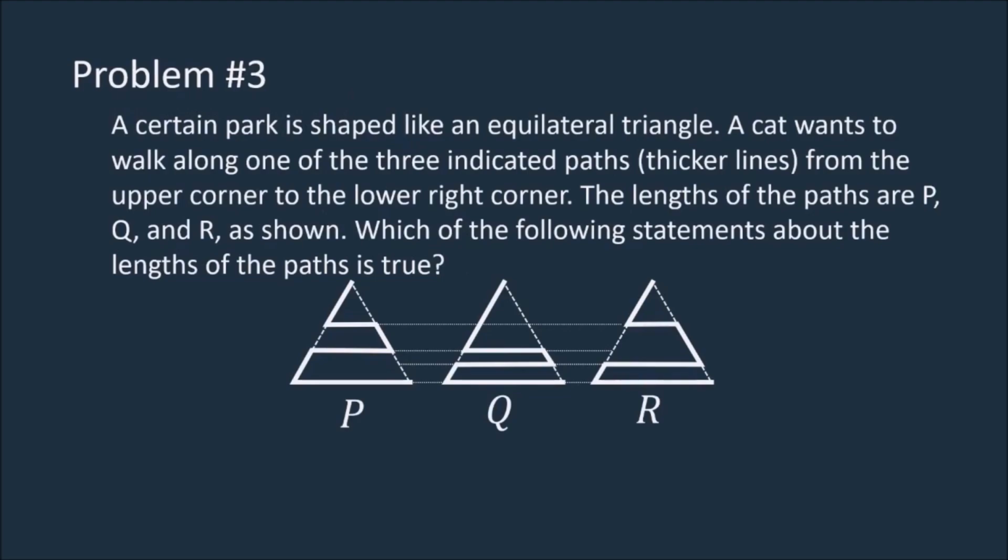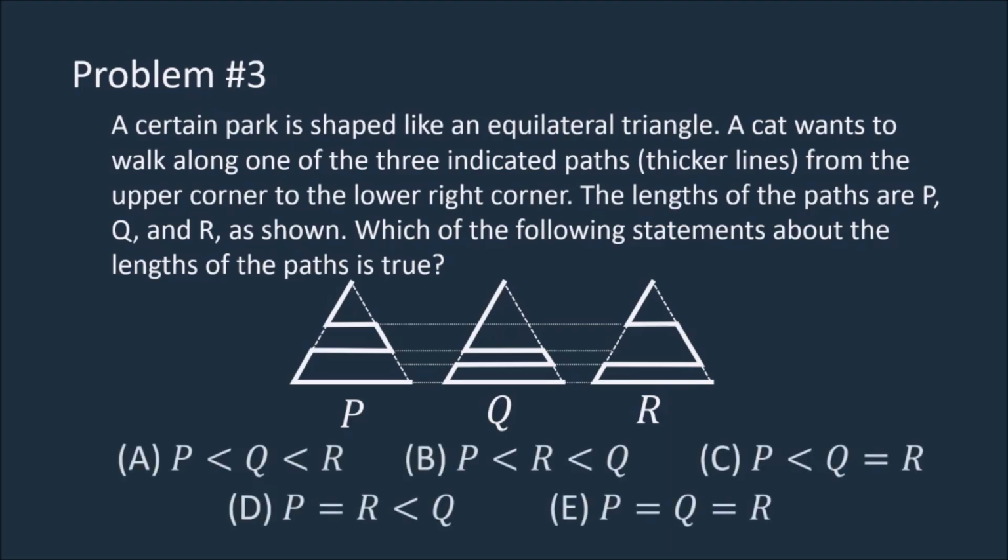Problem number 3 states, a certain park is shaped like an equilateral triangle. A cat wants to walk along one of the 3 indicated paths, thicker lines, from the upper corner to the lower right corner. The lengths of the paths are P, Q, and R as shown. Which of the following statements about the lengths of the path is true?